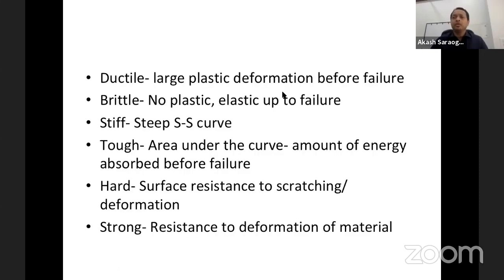So we'll talk a little bit about the material properties, that some materials can be strong, hard, tough, brittle, ductile. Are these all the same? The answer is obviously no. So let's look into what each of these buzzwords mean.